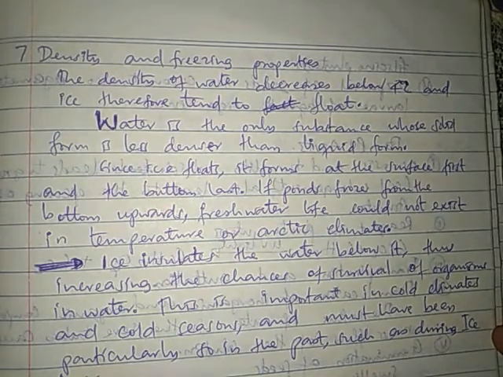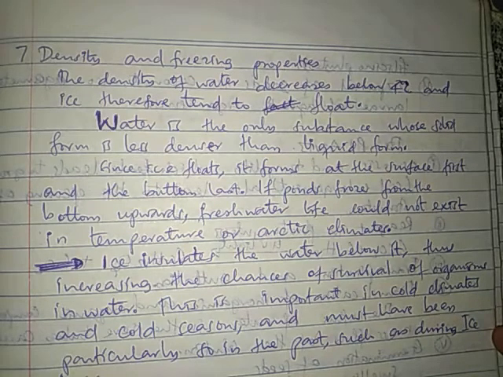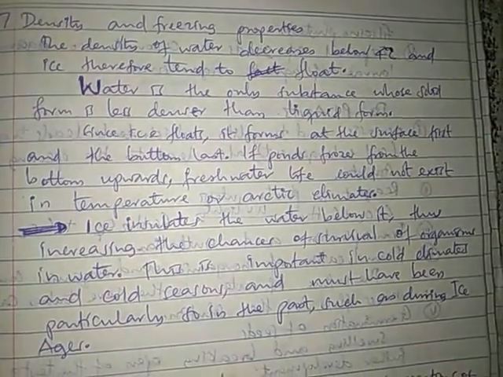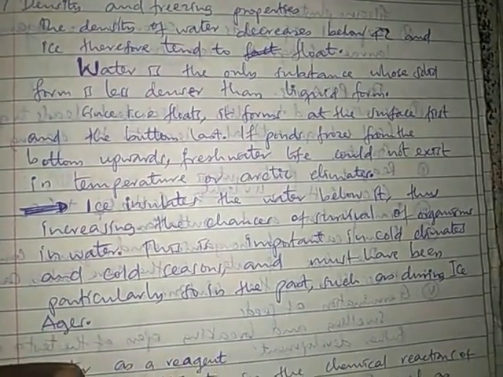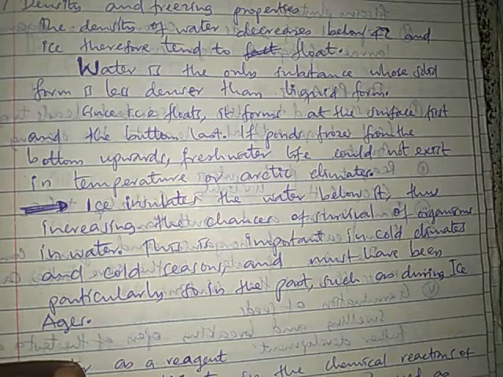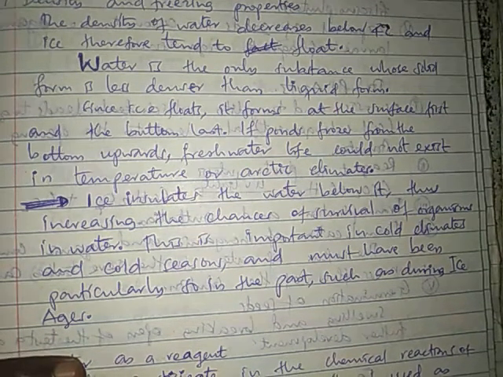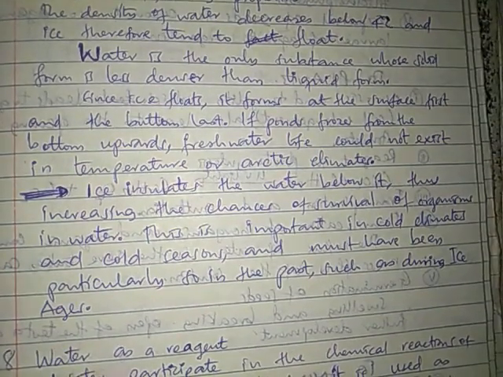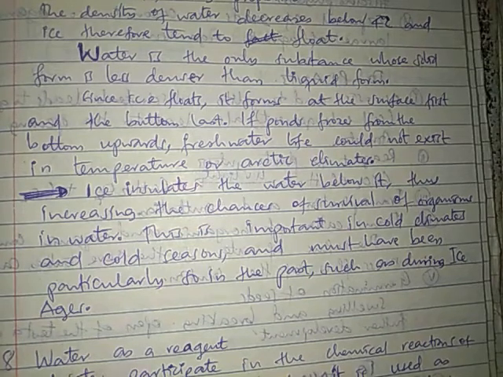Now, water is the only substance whose solid form is less dense than its liquid form. That's why I told you that this is called the abnormal expansion of water. Since ice floats, it forms at the surface first and at the bottom last. Now, if ponds froze from the bottom upward, freshwater life could not exist in temperate or Arctic climates. Kwa kila property ya water hapa ina umuhimu wake. Kila property ya water ina umuhimu wake.